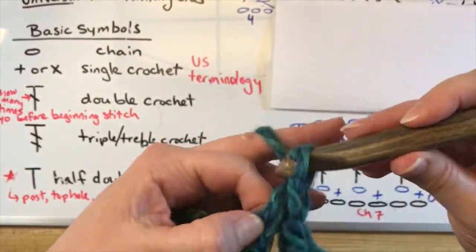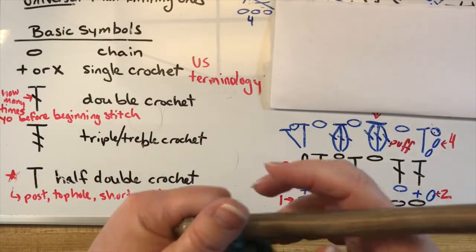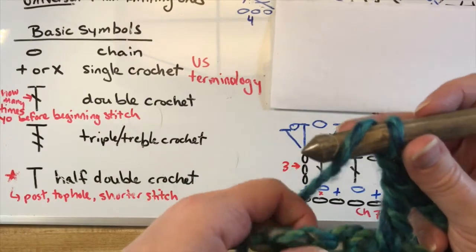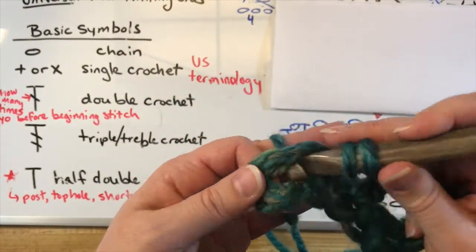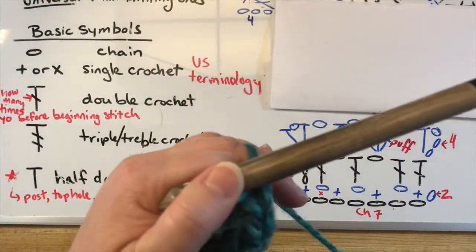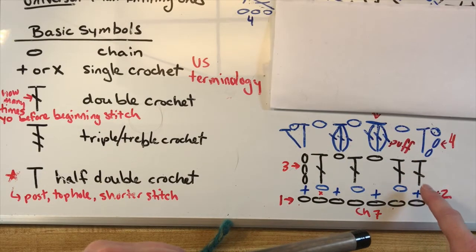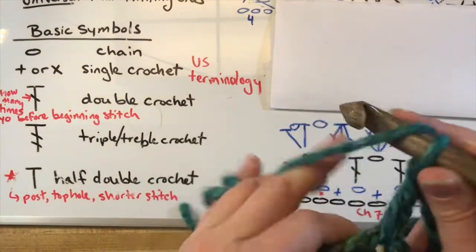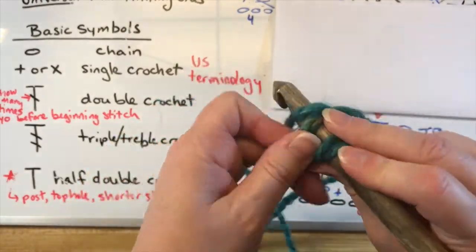Chain 1, double crochet into the next chain 1 space. There's my V that goes into a hole, so I want the next, it goes into a chain, beginning chain. I want the next big space I can find. The last thing, it says to do another double crochet right away into the top of the single crochet below.